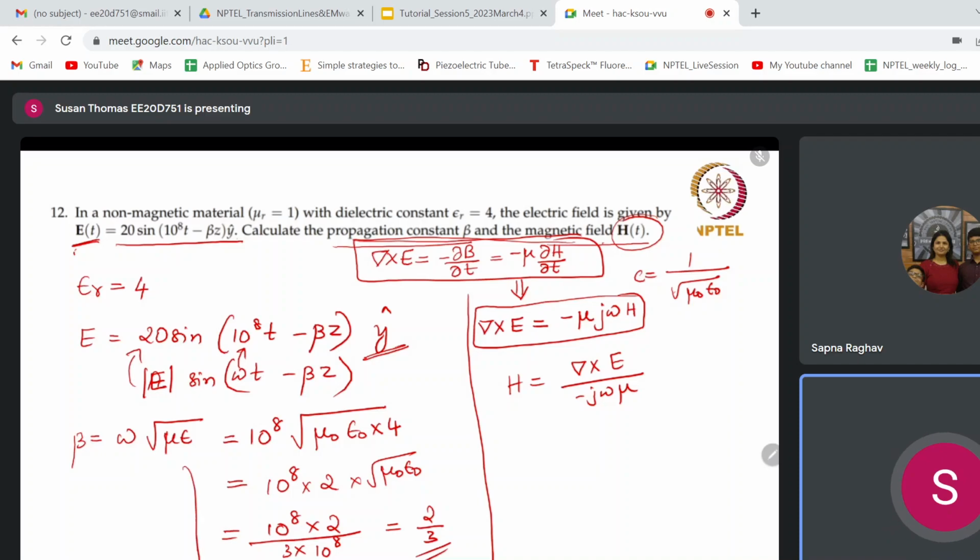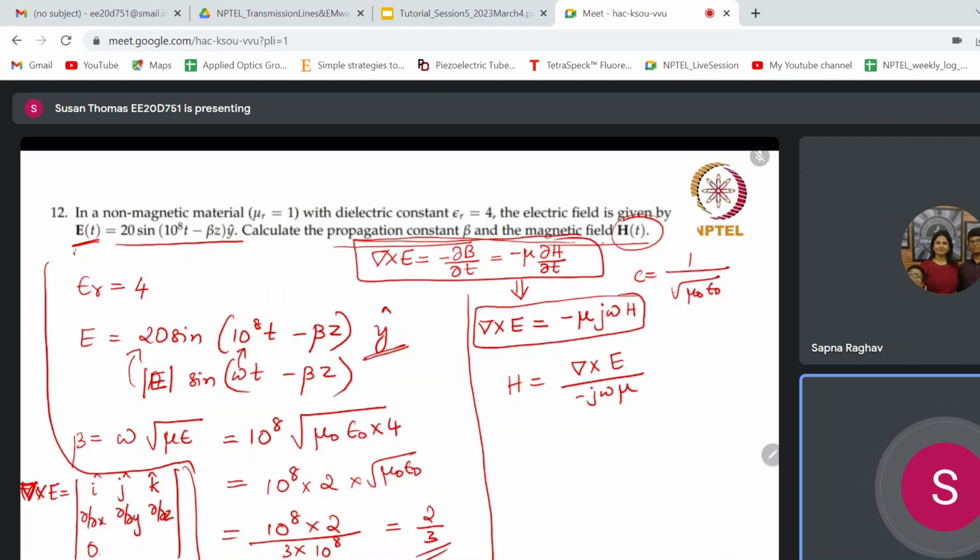So, I'll just write it here. Del cross E, with i, j, k, dou by dou x, dou by dou y, dou by dou z, and the electric field x component is 0. There is a y component, but the z component is 0. So this will be i into dou Ey by dou z.